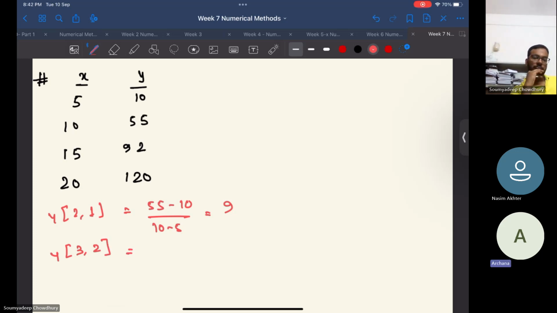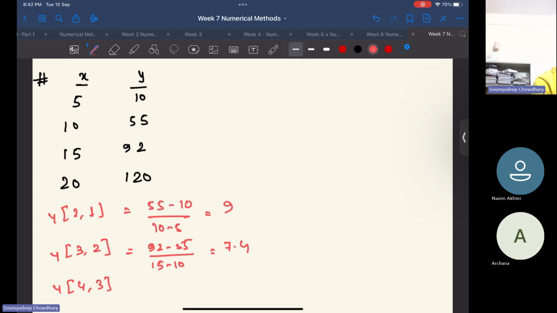Yes, sir. Y32 is... No need to calculate. You tell me in terms of this minus this, like that. 92 minus 55 divided by 15 minus 10. So this will come around 7.4.